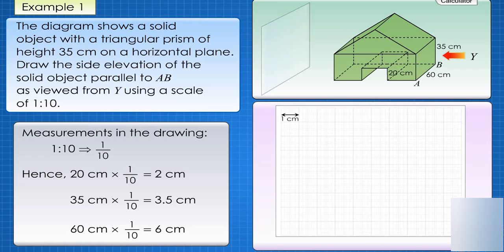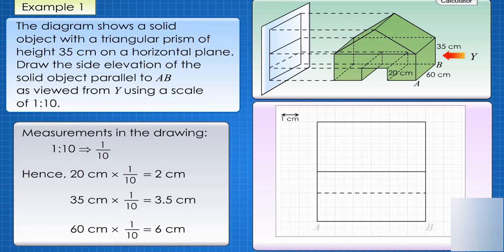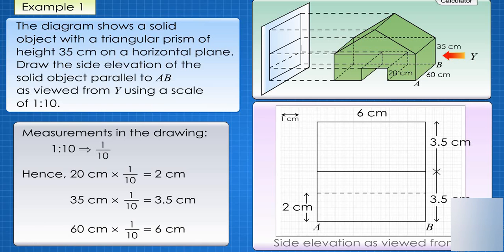Next, we draw the side elevation of the object as viewed from Y. Complete the drawing with the given labels and the measurements that we had calculated.